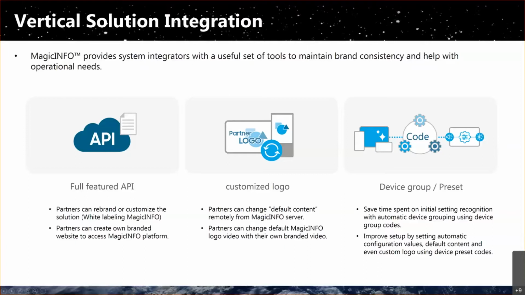Device group and preset, again, is targeted towards our integrator partners who actually go out and install these displays. In order to make your job easier, we do provide the option of creating device groups. Within device groups, you can assign certain preset values, so that whenever a certain display in a certain location is installed, these are the parameters it would require. Once someone is installing it, all they have to do is provide a group code, and it'll automatically get those settings.